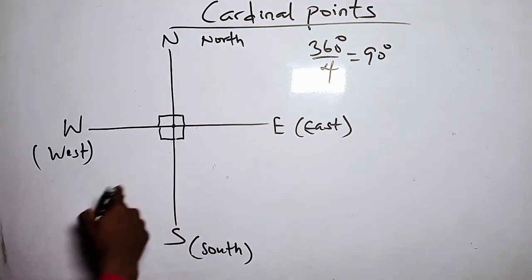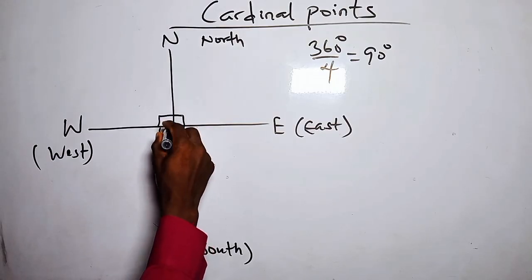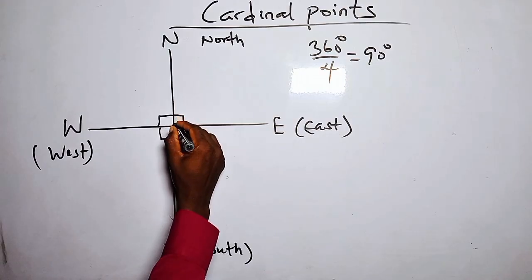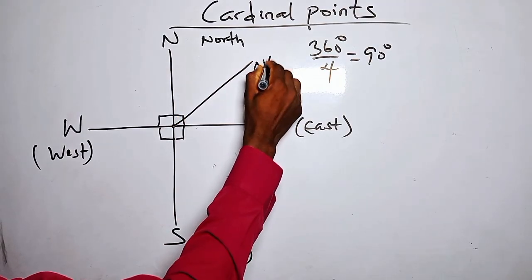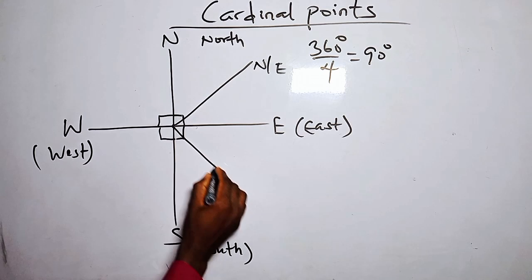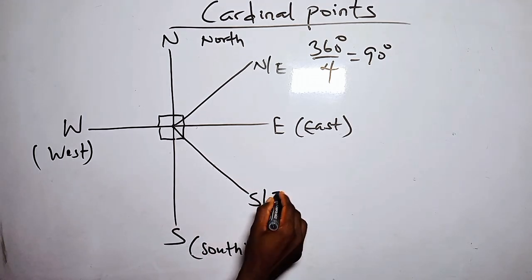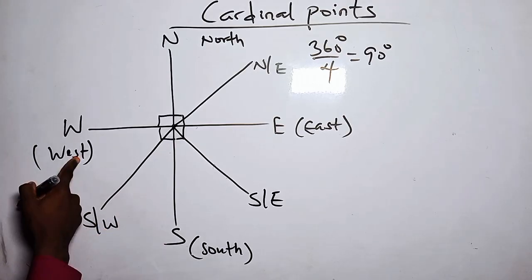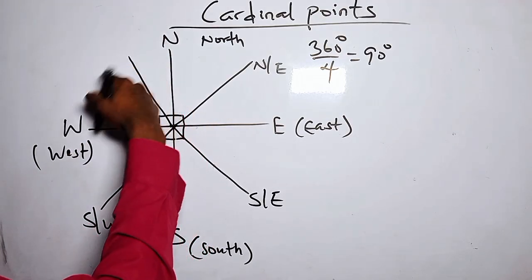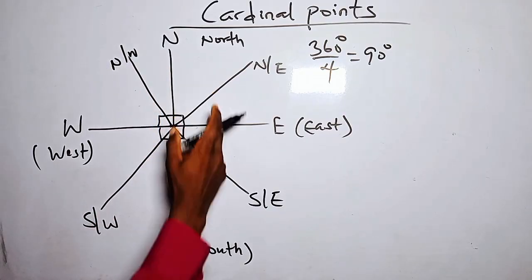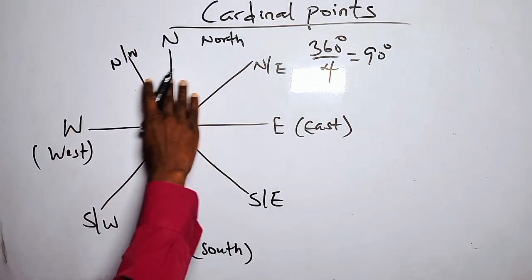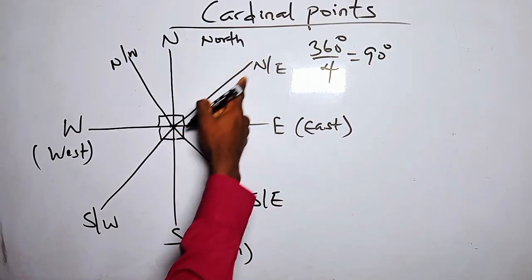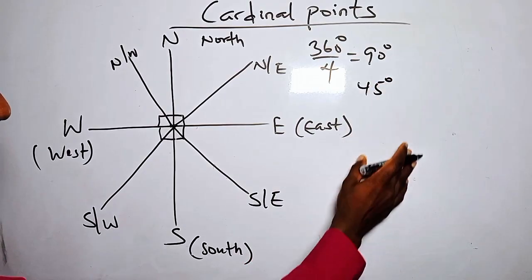Now we have the intermediate directions, or we say the secondary directions, that further divide this. So we have the northeast, here we have the southeast, here we have the southwest, and here we have the northwest. So these are intermediate directions that further divide the cardinal points. And when you look at it, each measures 45 degrees.